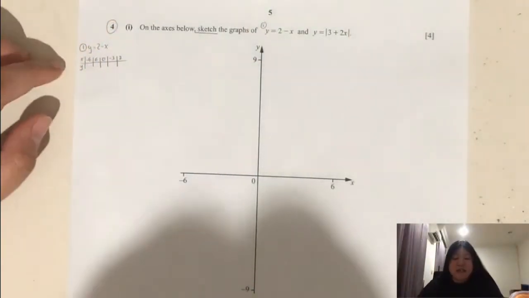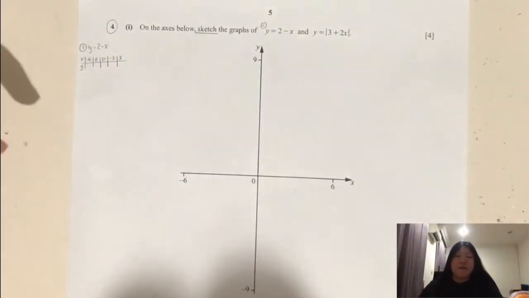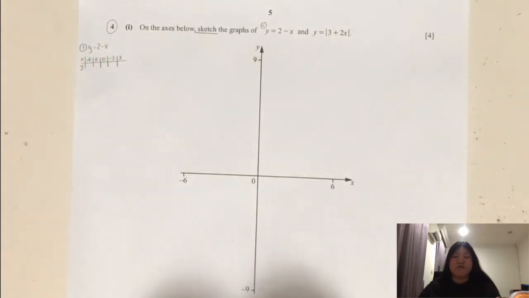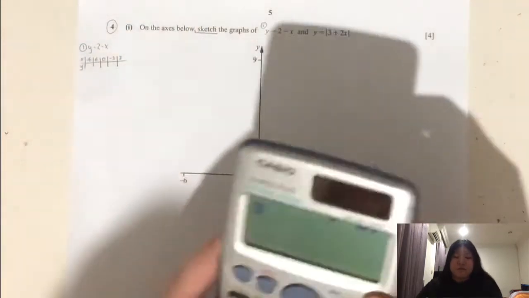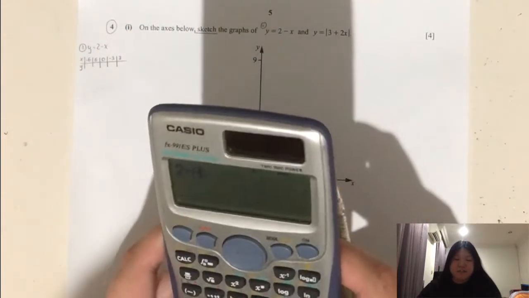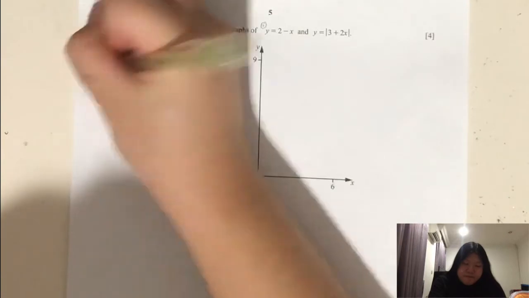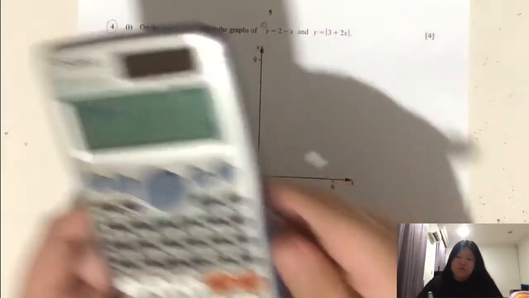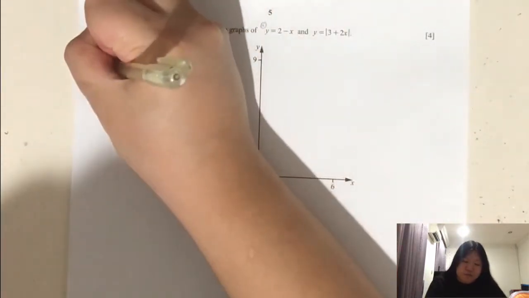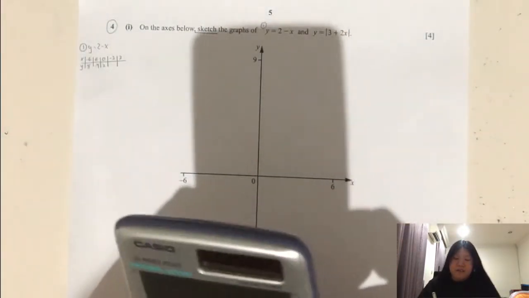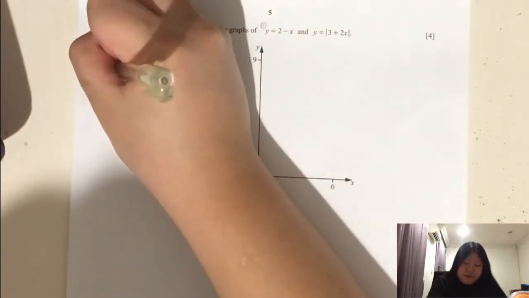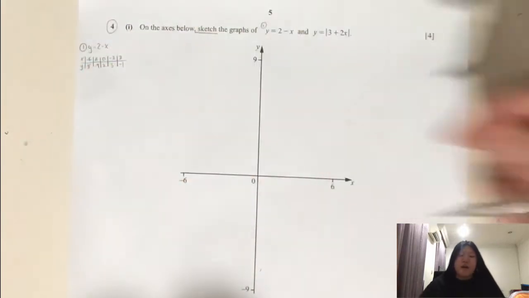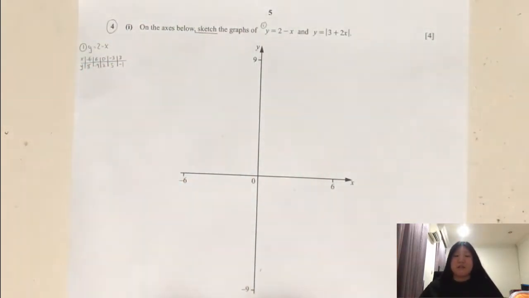Now, with these x values that I have taken, I'll be finding the y values by putting the x values back into the equation, which is y equals 2 minus x. So the first one goes like 2 minus -6, which is 8, 2 minus 6, which is -4, 2 minus 0, which is 2, 2 minus -3, which is 5, and 2 minus 3, which is -1. Now that we have 5 of the points, we can start plotting it on the graph.